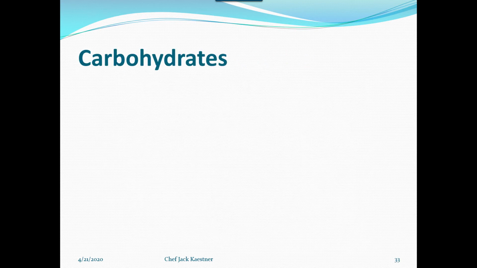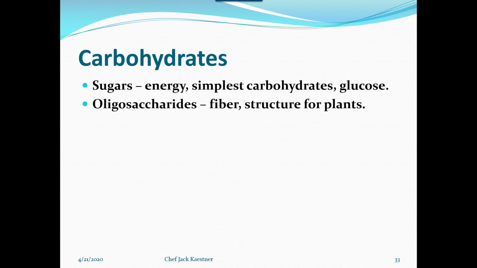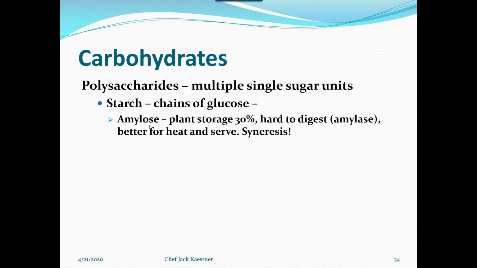Carbohydrates are also a main energy source. So the simplest carbohydrate is sugars. And I think what gets confusing is people, you've got starch, but you have different types of starch. So it can be a chain of glucose, and depending on when that plant wants to use that energy, it'll store it as two different types of starch, amylose and amylopectin.